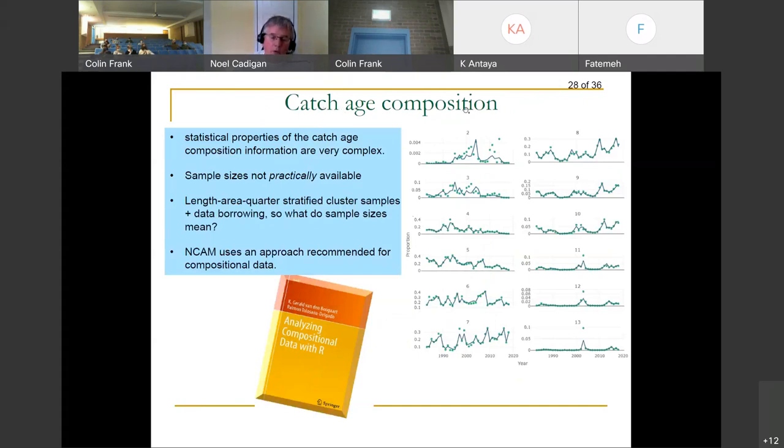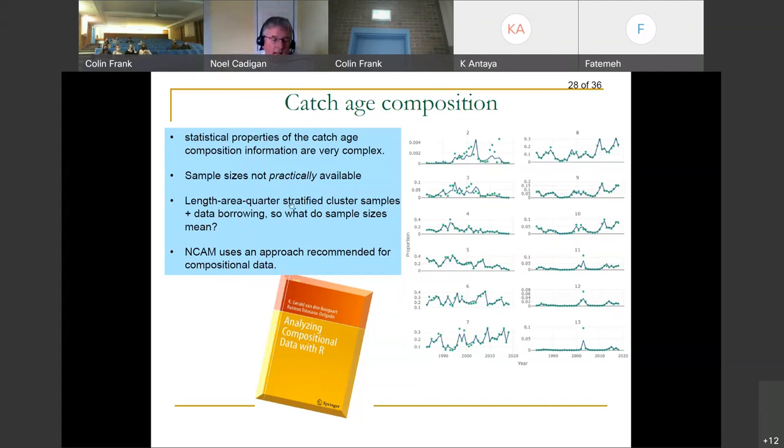So another important input into NCAM is information on the catch age composition, and that's a tough one. The statistical properties of the catch age sampling are very complex. Essentially these days, the sample sizes are practically not available, certainly for the historic sampling. We just get the proportions. We don't know how many fish were measured for age and length from the catch.